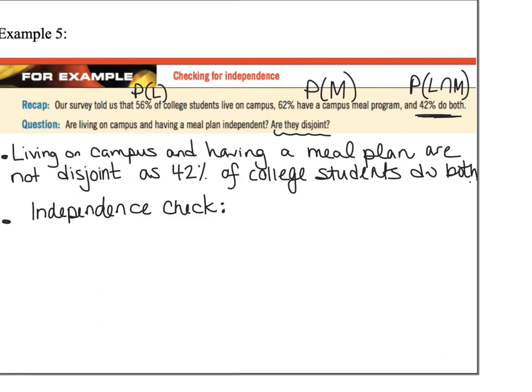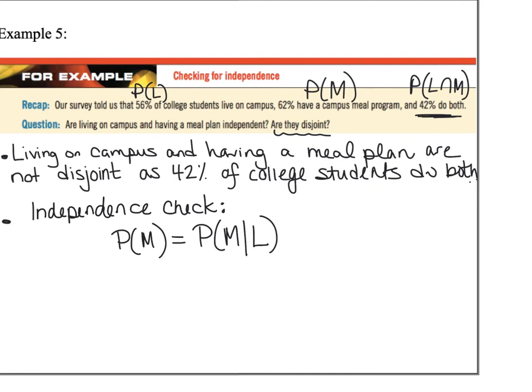Let's analyze that. To do my independence check, what do I need to do? The probability of having a meal plan has to be the same as the probability of a meal plan given that you live on campus. I could do this slightly differently: the probability of living on campus has to be the same as the probability of living on campus given you have a meal plan, but I think that's a little counterintuitive. So I'm going this direction. You'll never have to go only one direction.